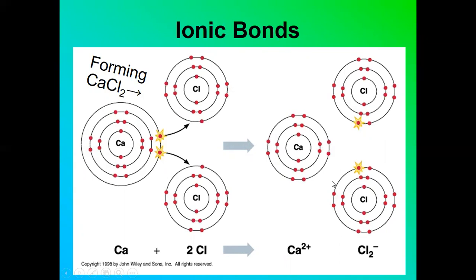So that when we look at the outcome, everybody has 8 valence electrons. Calcium is positive by 2 because it lost 2 valence electrons, and chlorine is negative by 1 because it gained them. So we have the ion Ca2+, the ion Cl1-, but not just one Cl1-, we have two Cl1-.